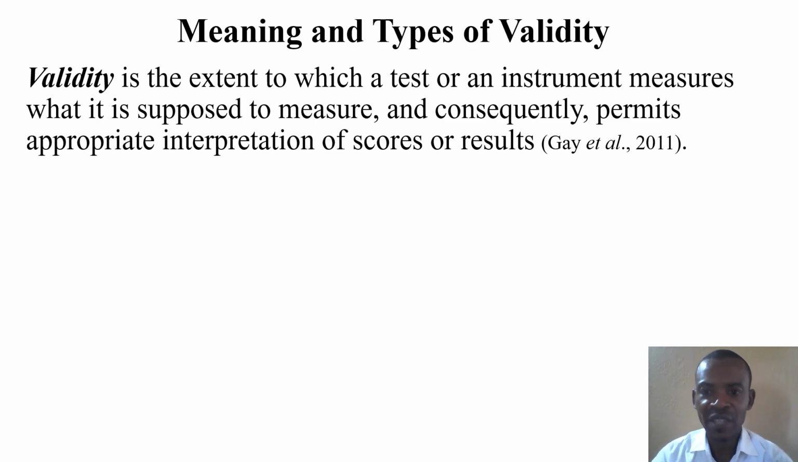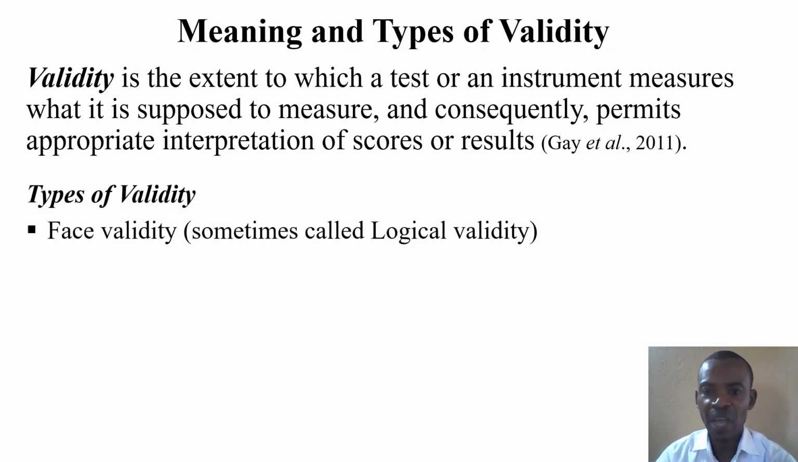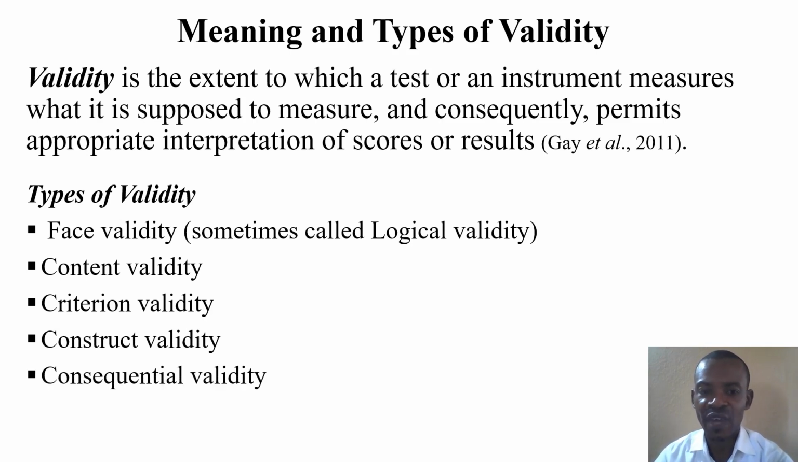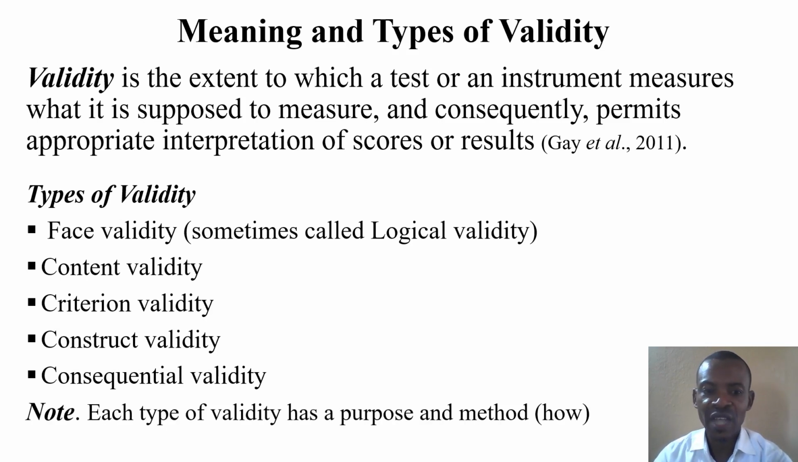Now let's look at the different types of validity. The first type we want to look at here is face validity, which is sometimes called logical validity. There is also content validity, criterion validity, sometimes called criterion-related validity. Then there is construct validity and consequential validity. Please take note that each type of validity has a purpose it is set to handle, and there is a method of undertaking such a validity. That is how the validity is conducted.